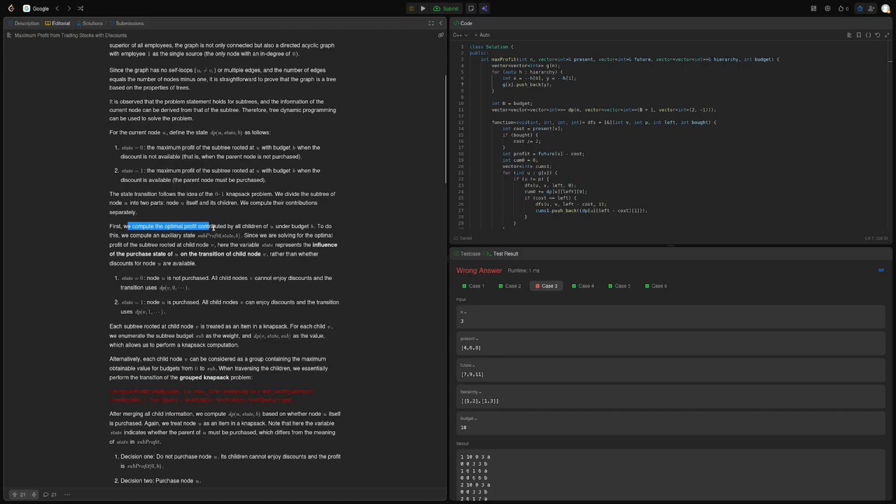Wait. Optimal profit by all children U. To do this, we compute the auxiliary state subprofit state B, since we are solving for optimal. Its child node. Not all children can enjoy discounts. DP is 0.